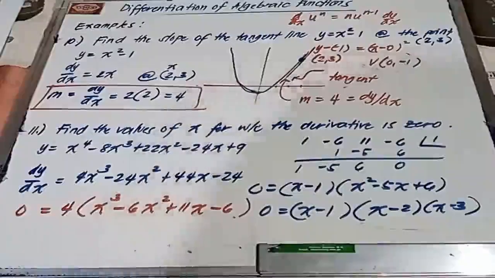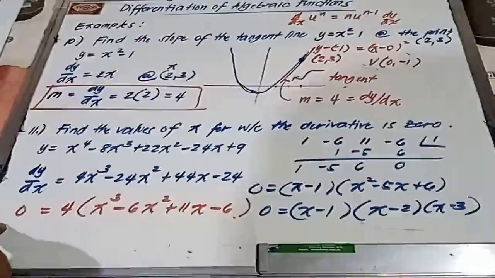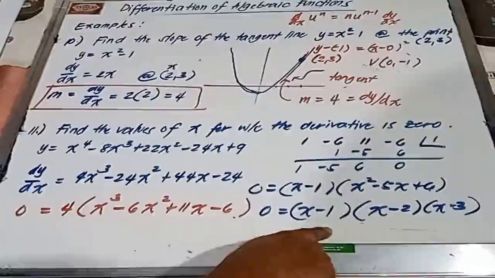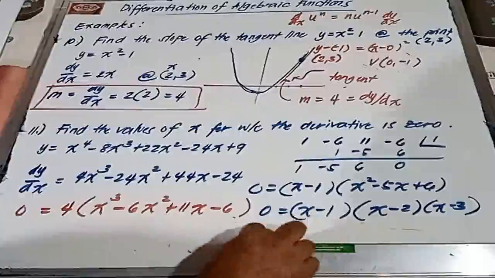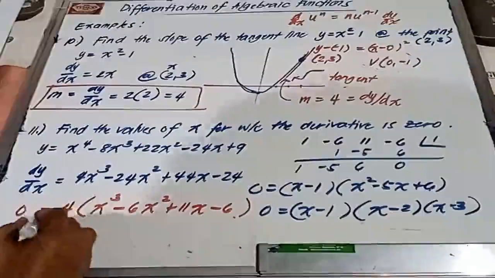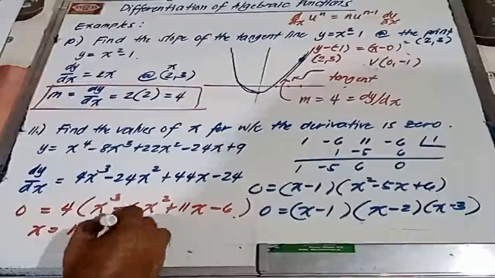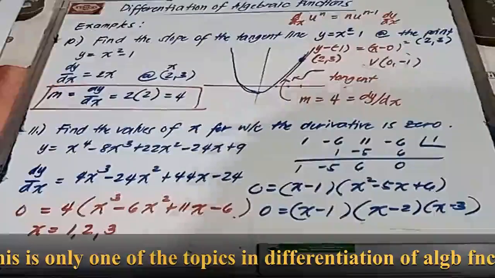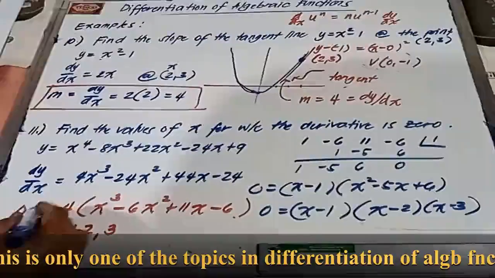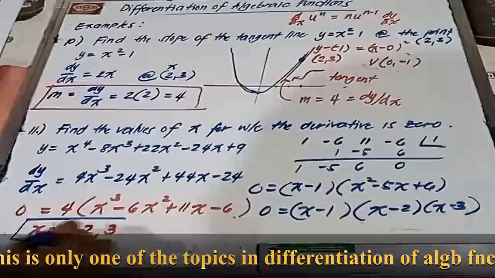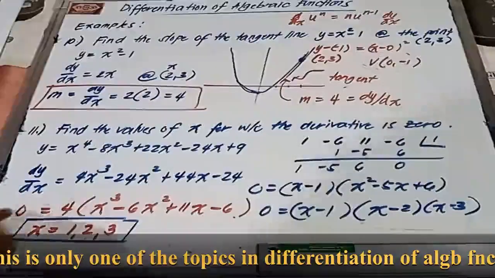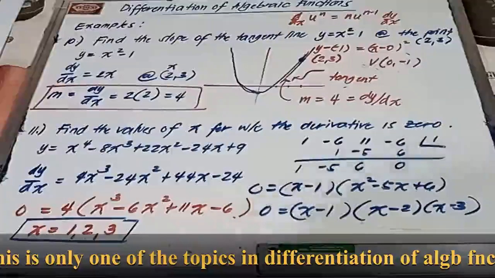So, ano yung mga values of x wherein the derivative is 0? We have 1, 2, and 3. We equate all the factors to 0, resulting to x equals 1, x equals 2, and x equals 3. So, yun yung mga values of x wherein our derivative is 0. That will be the end of our lesson about differentiation of algebraic functions. So, thank you.